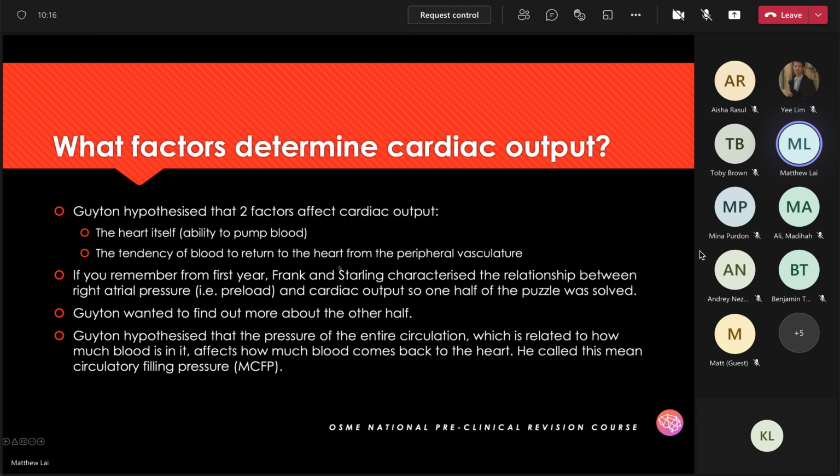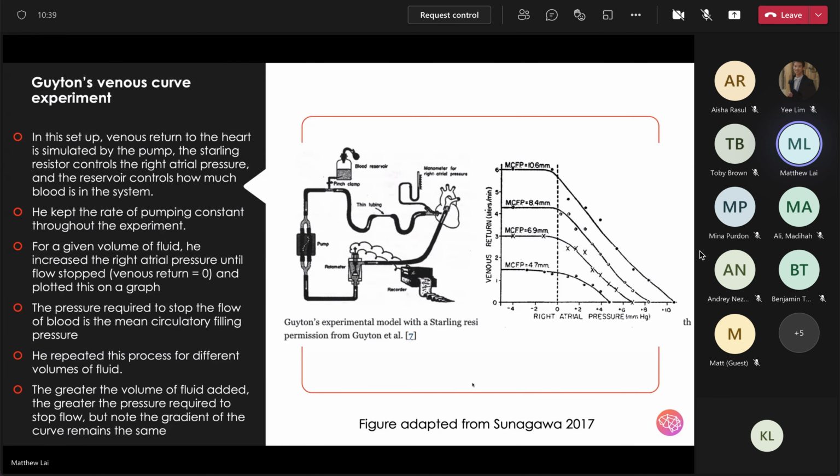So this is what Guyton's experiment is all about. And so Guyton's idea is that the pressure of the entire circulation, which is related to how much blood is in it, affects how much blood comes back to the heart. And he called this mean circulatory filling pressure. So that's a big term. We're not going to focus on it too much. We are going to focus on it, but after I've explained to you all of this gobbledygook. So we have Guyton's experimental setup here.